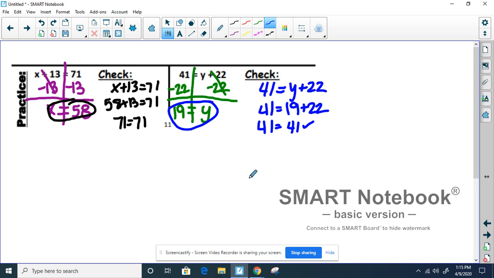So I'm going to assign to you some Khan Academy problems. I want to see that you're showing your work correctly, that is, using inverse operations, that we're drawing our scale bar, and we're finding our solutions.